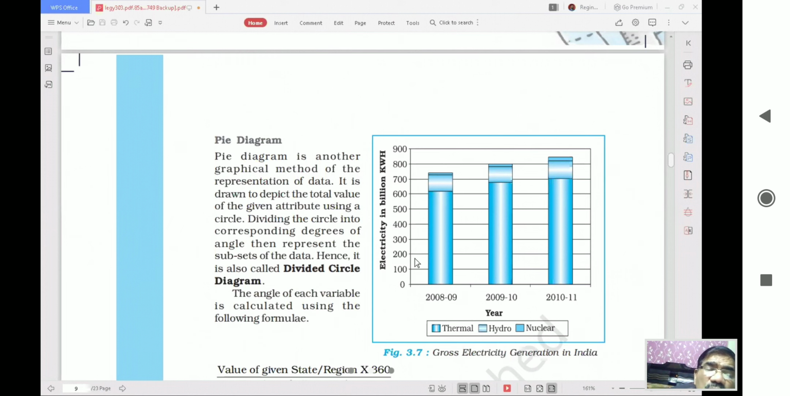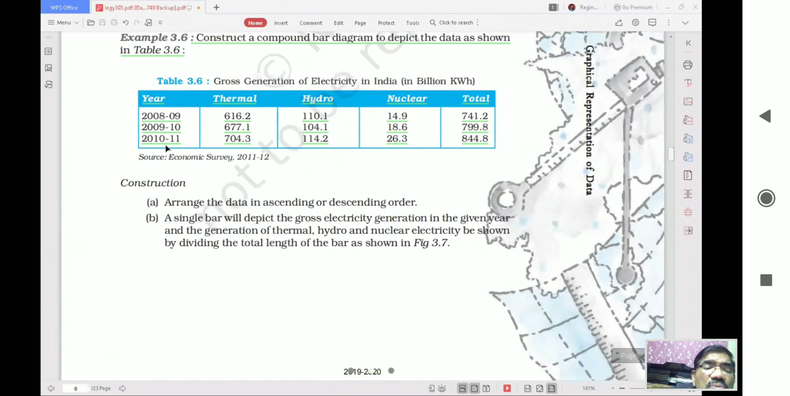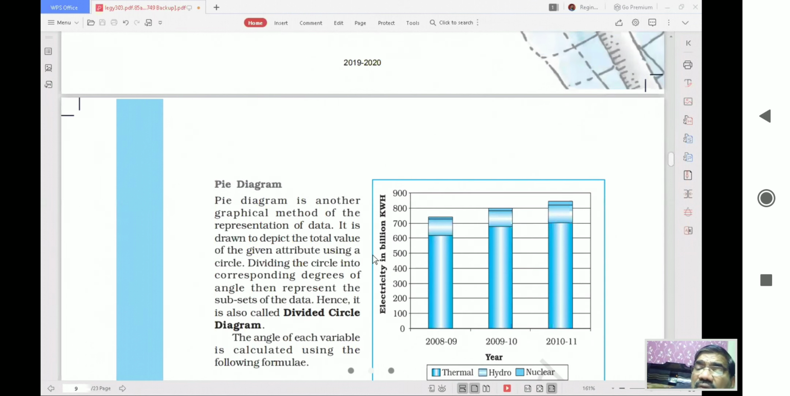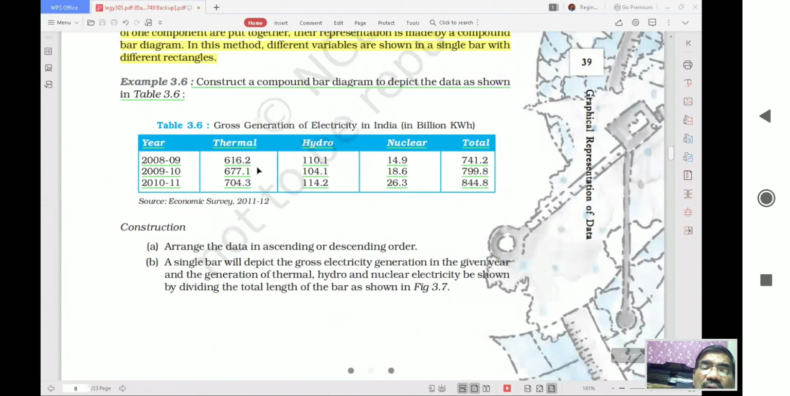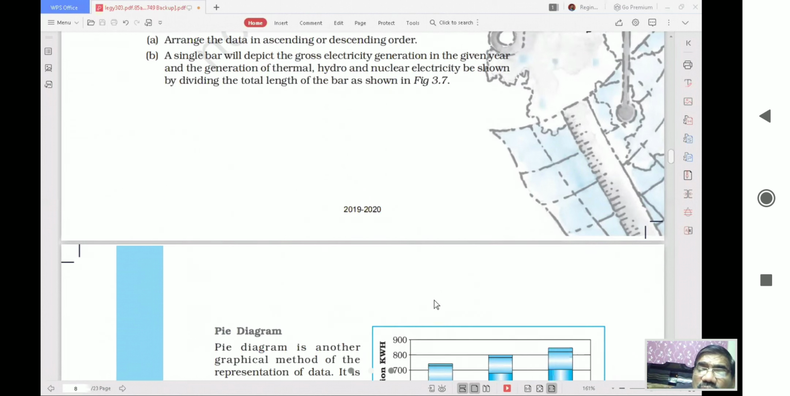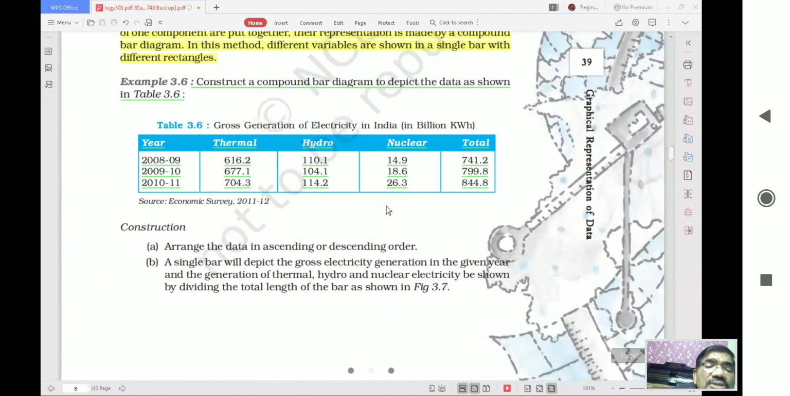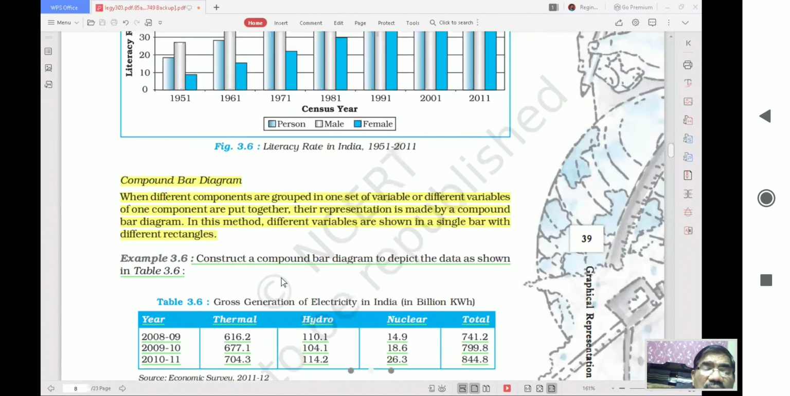What do we do to make this? First of all, we draw a bar which has the total size. Taking this data into account, we draw a single bar. Then we draw a line at this particular point. First the whole bar was made, then we drew this line, and then we either subtract from this data and draw the line, or we add to this data and draw a line, which converts it into three parts. This is called the compound bar diagram.